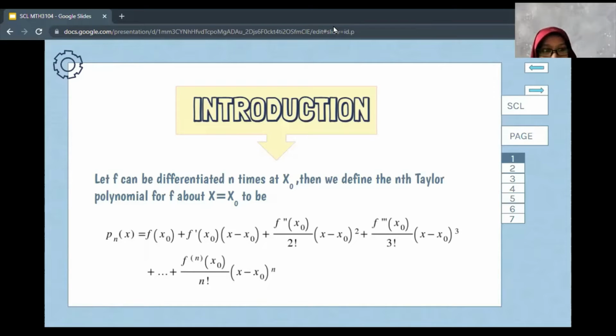Here we can see that if the function f is n times differentiable at a point x naught, then we can define the nth Taylor polynomial for function f around the point x equal to x naught as given in the slide. You can see the formula. We can compute a Taylor series by finding the nth derivatives and substituting them into the formula Pn(x). Next.